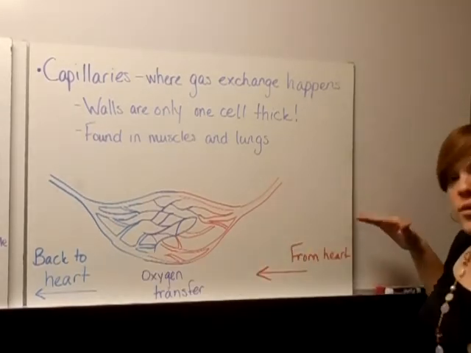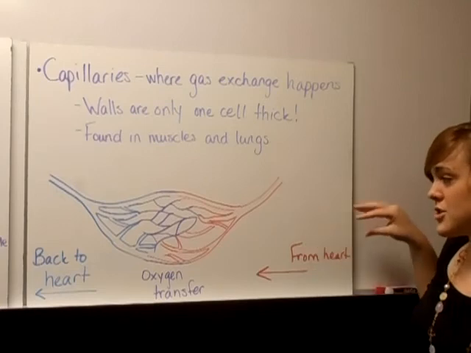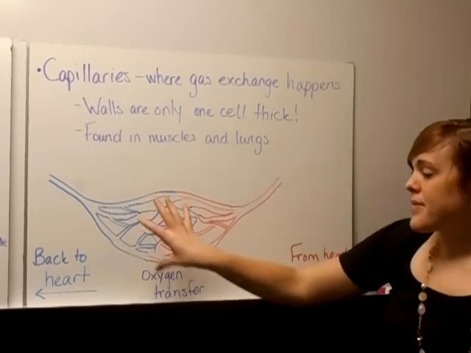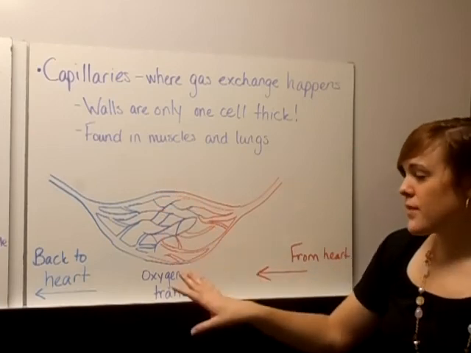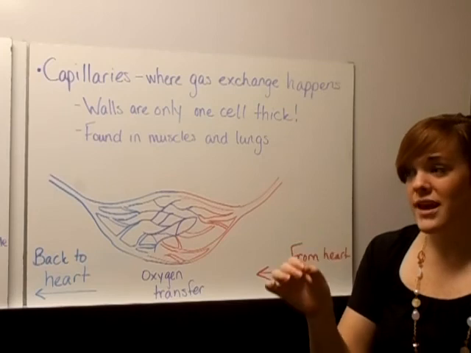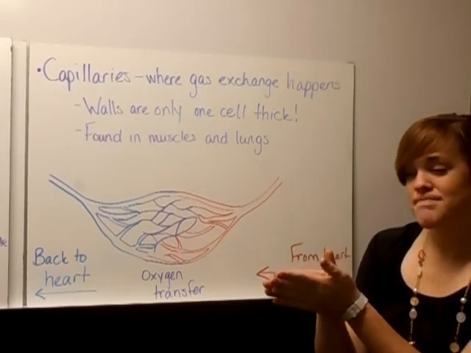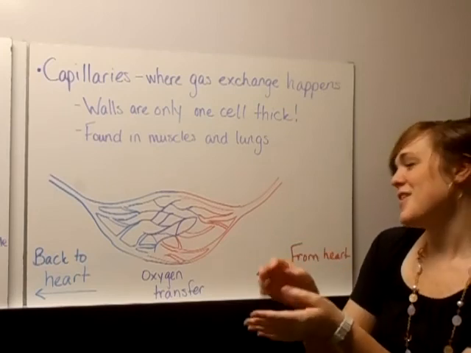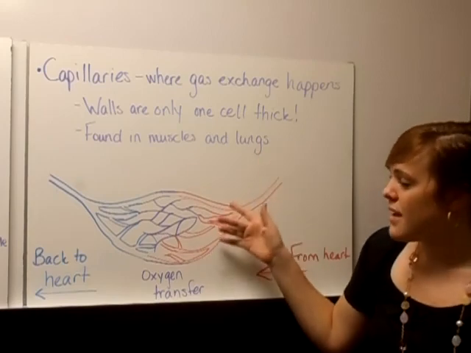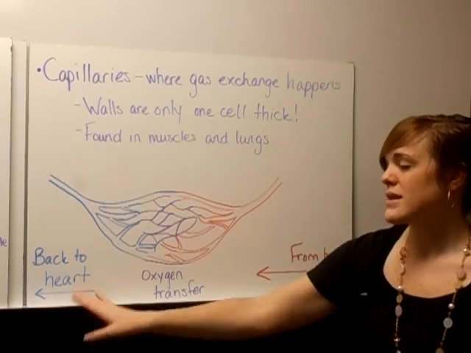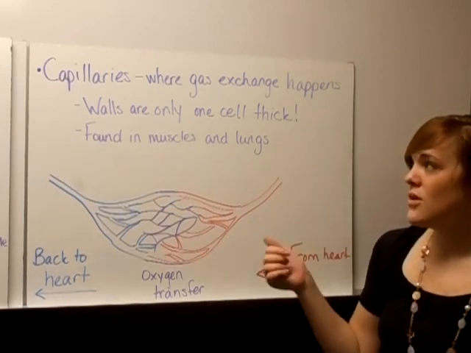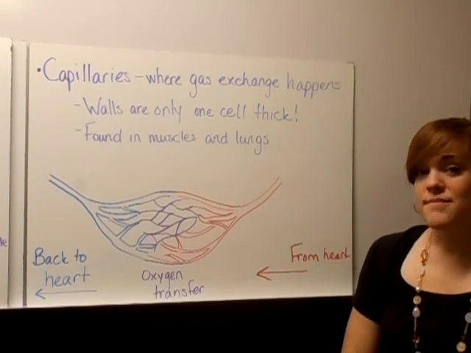So let's say your blood is coming from your heart. It's just gotten oxygen from your heart and your lungs, and it comes to your muscles. Now, your muscles need oxygen as well. So here is an oxygen transfer. The capillary wall being only 1 cell thick allows for oxygen to come out of the blood and go into your muscles. And then it leaves the capillaries and goes back to the heart to get more oxygen. So you need to pause it and write down what capillaries are, and then we're done.